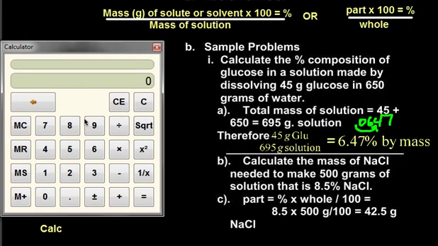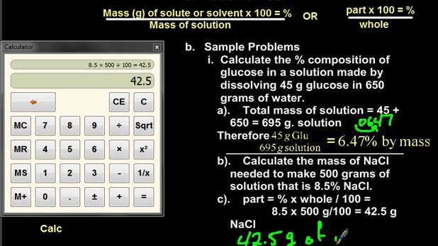So let's work this out. So let's calculate. So this is going to be 8.5 times 500 divided by 100 equals our 42.5 grams of NaCl. That would be our 8.5% of all of the solution.